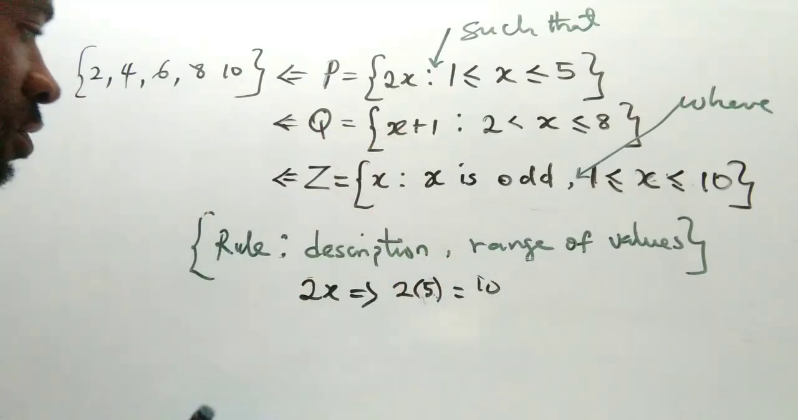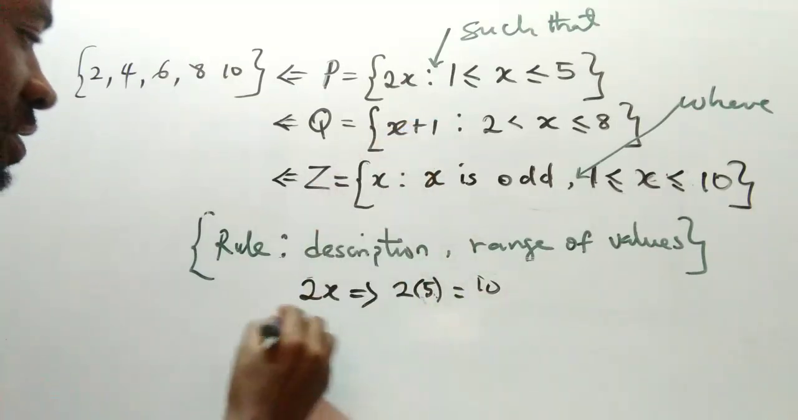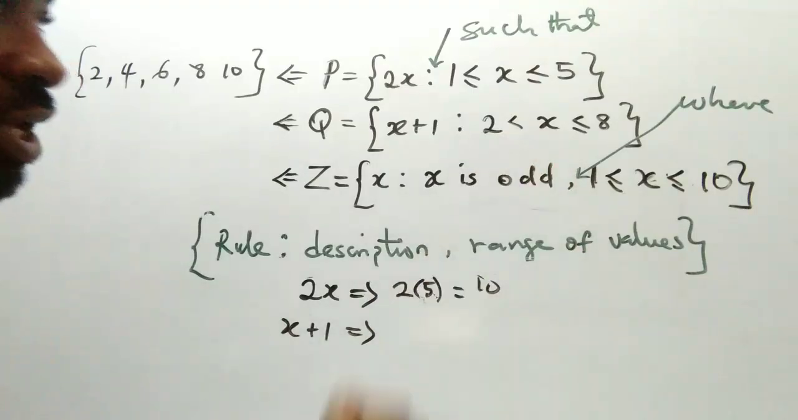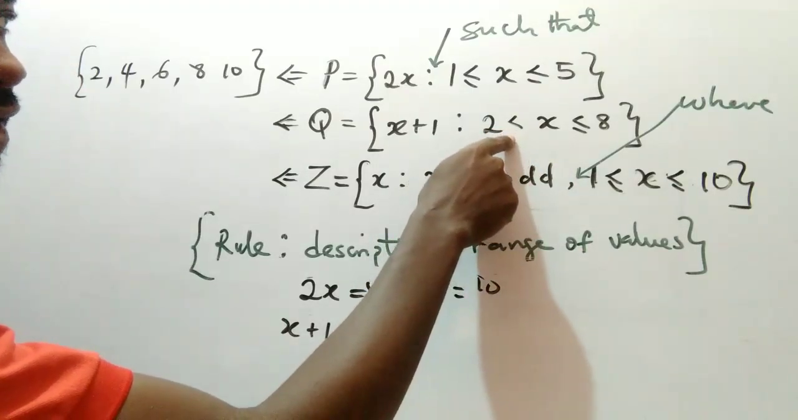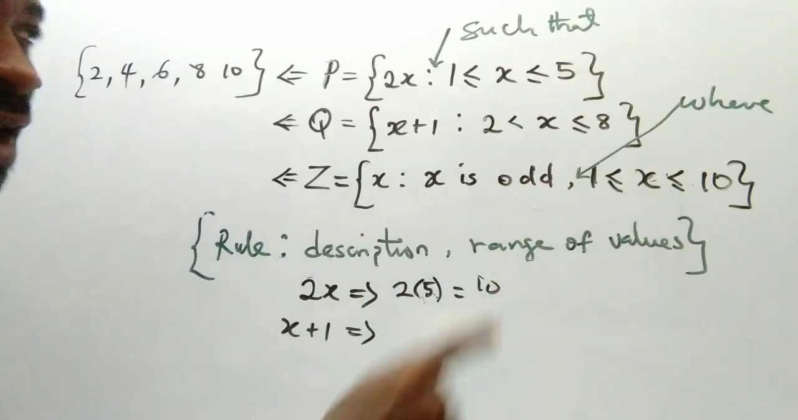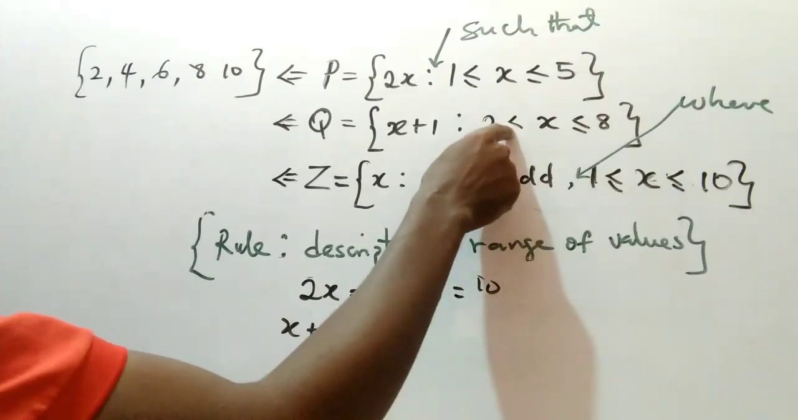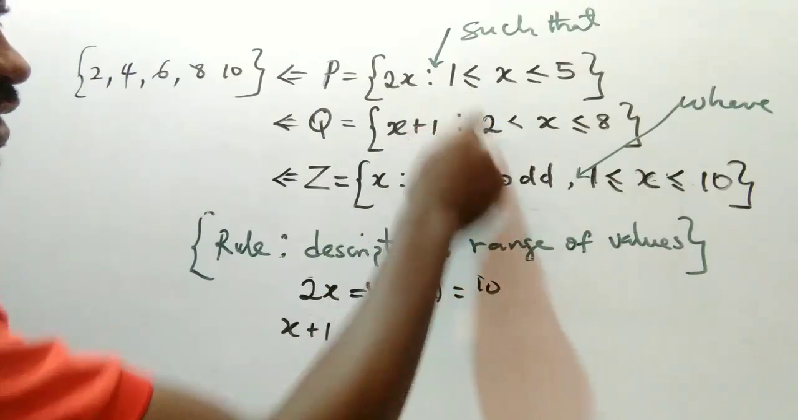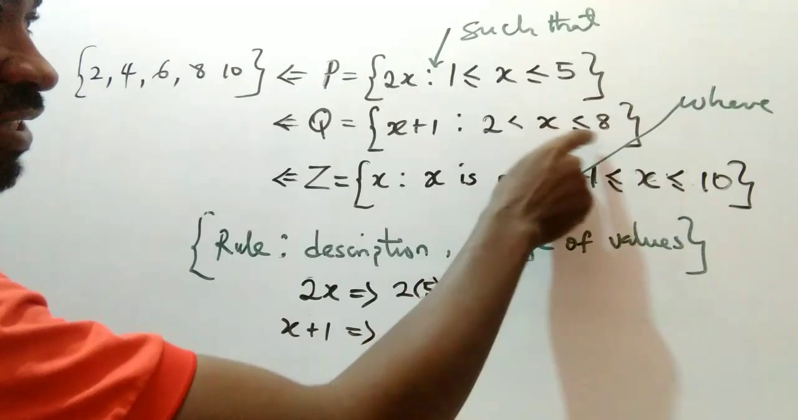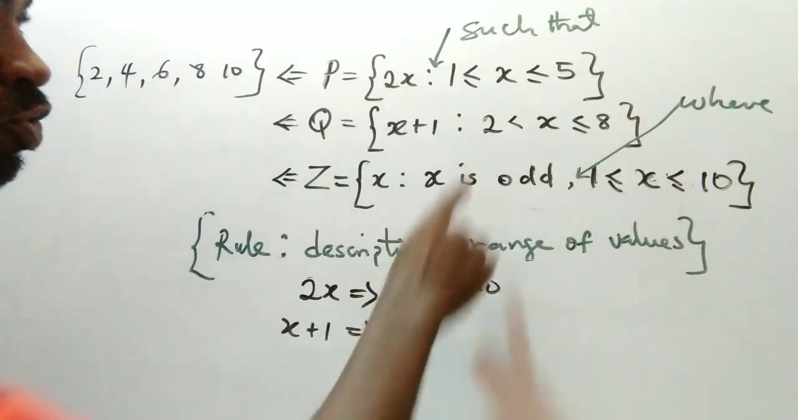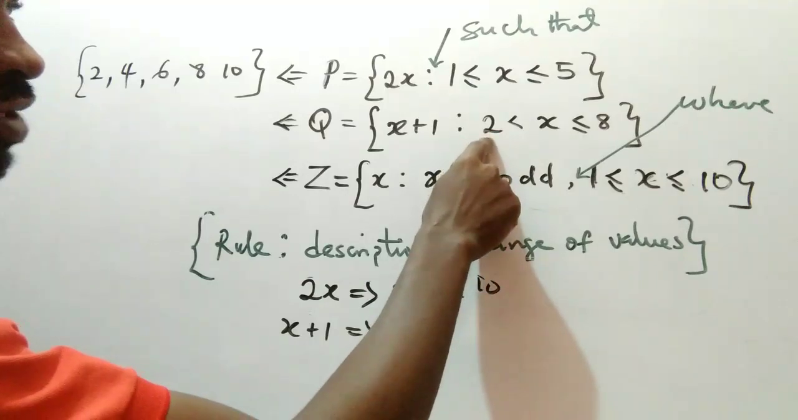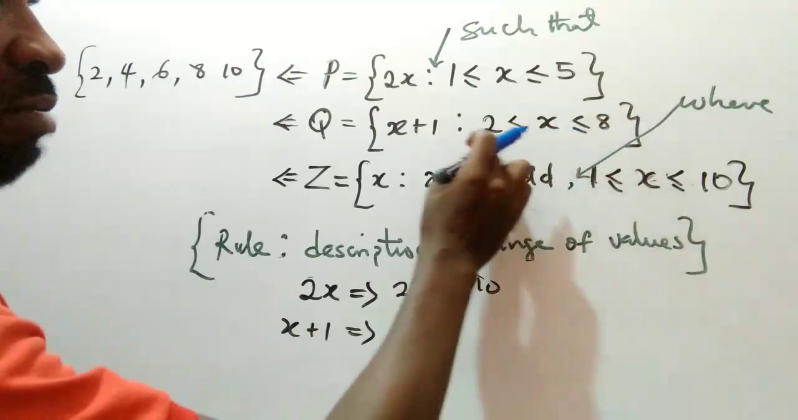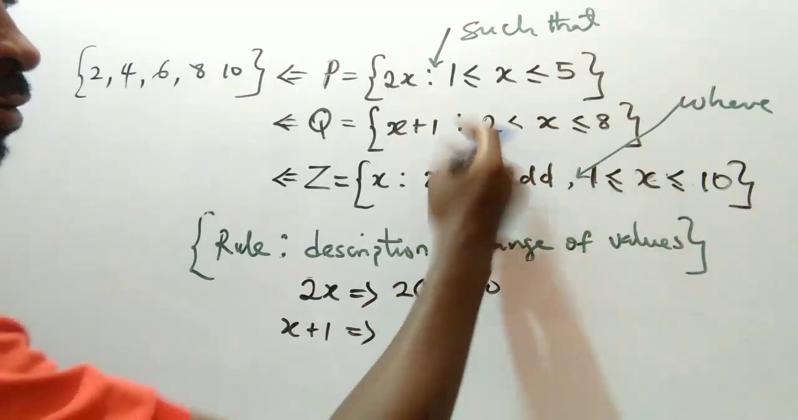Likewise, we're also going to do this for set Q. The rule given to us in set Q is x plus 1. So let's use this rule again using the range. Now, if you look at the range here, we do not have less than or equal to. We have 2 less than x, and then x less than or equal to 8. So we are not going to include this 2. Normally our range would be from 2 to 8, but because we have less than, we are going to start from 3.